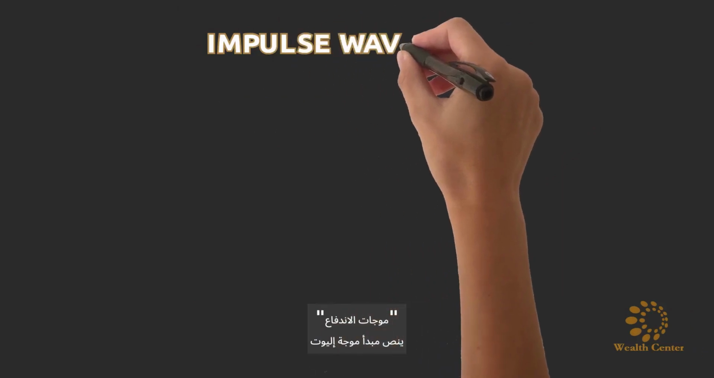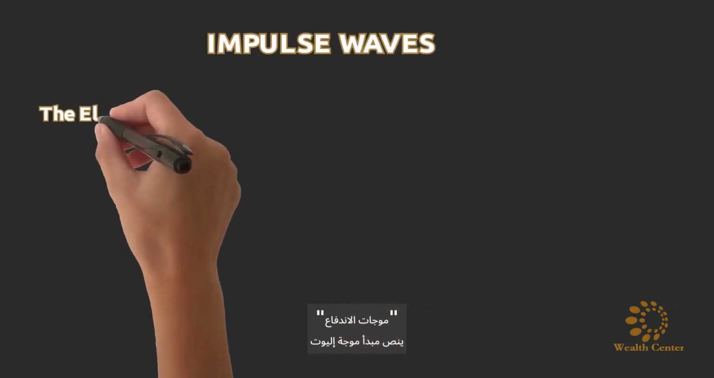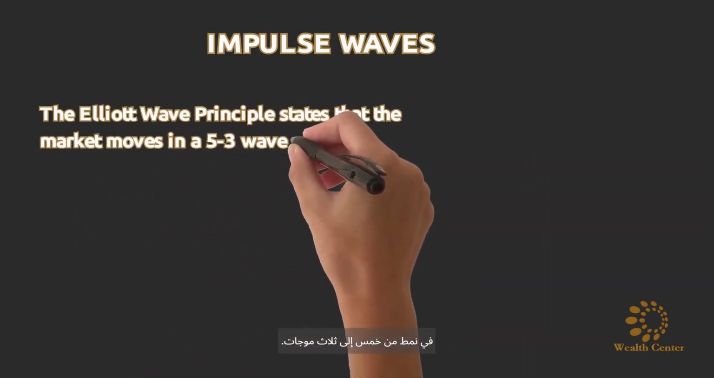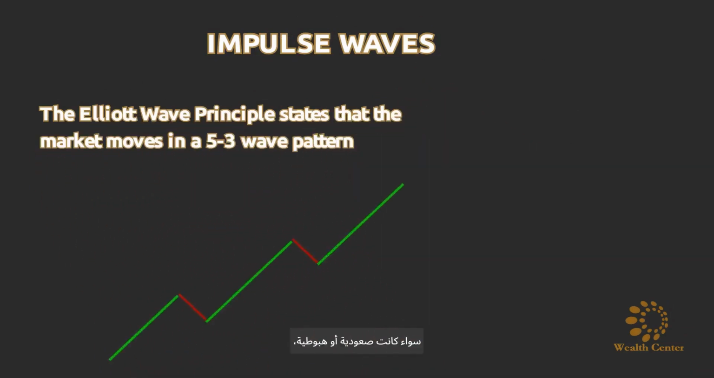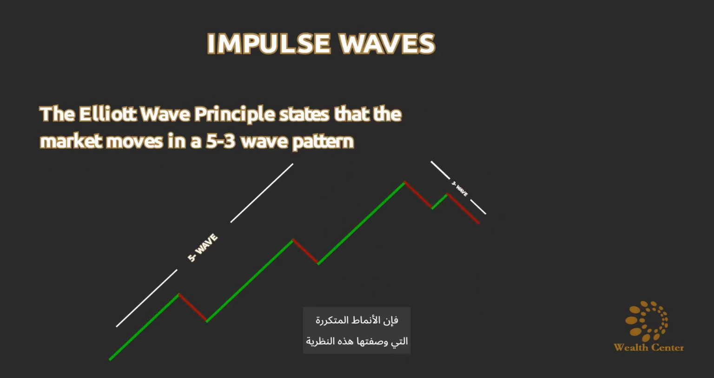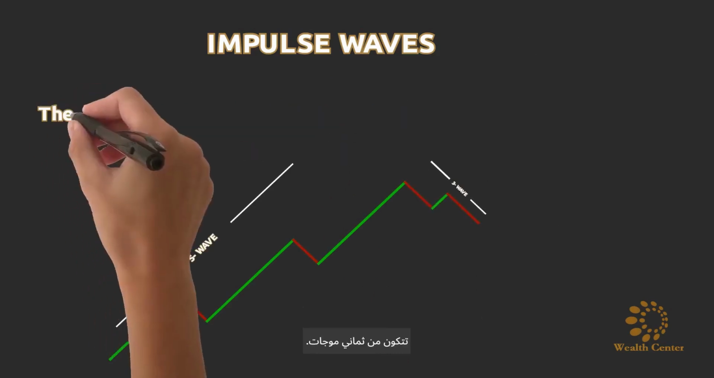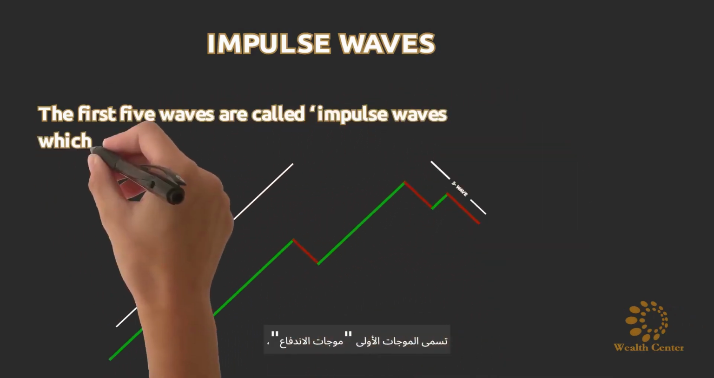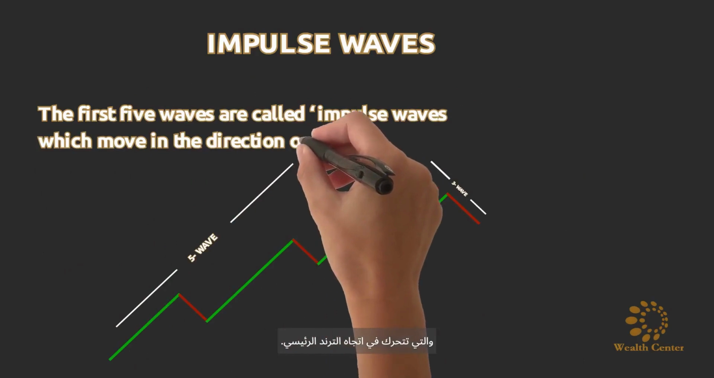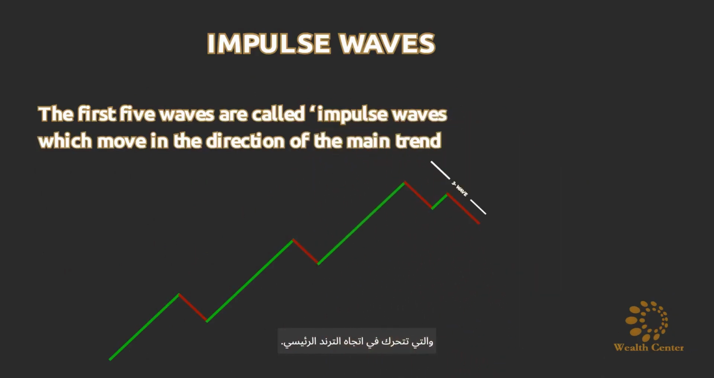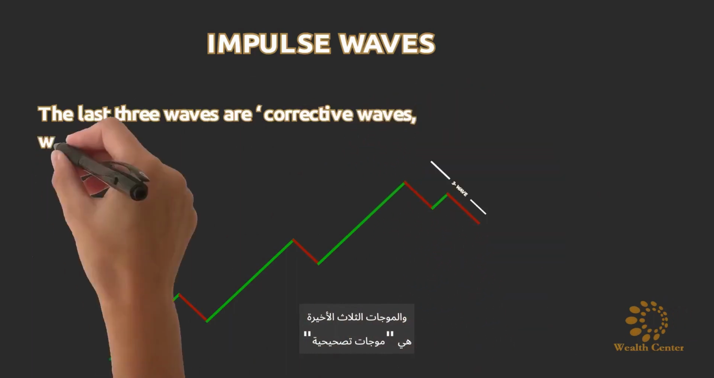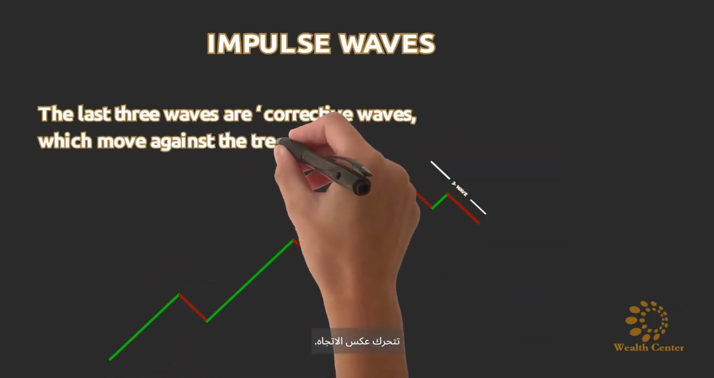Impulse waves. The Elliott wave principle states that the market moves in a 5 to 3 wave pattern. Whether bullish or bearish, the repetitive patterns described by this theory all comprise 8 waves. The first 5 waves are called impulse waves, which move in the direction of the main trend, and the last 3 waves are corrective waves, which move against the trend.